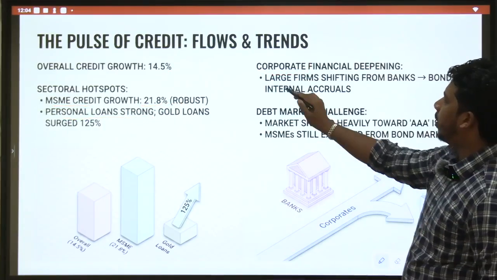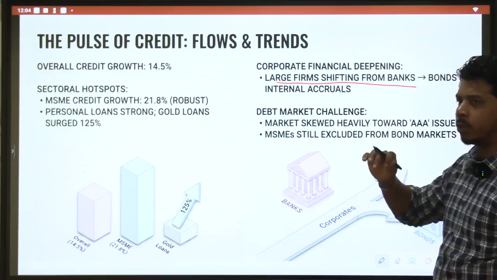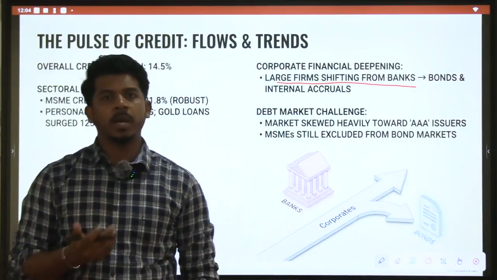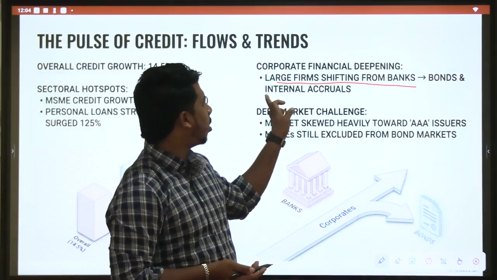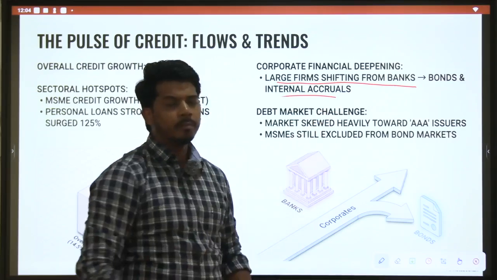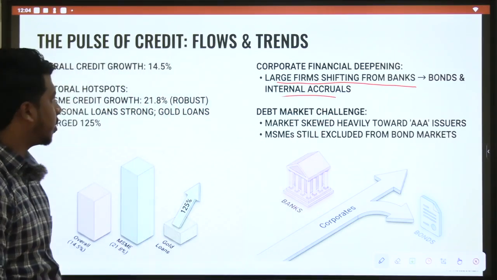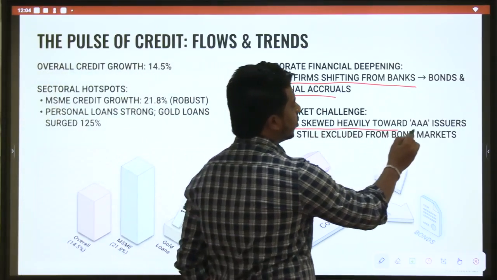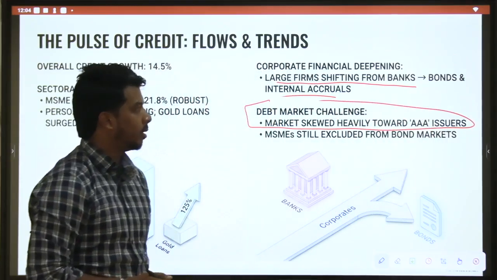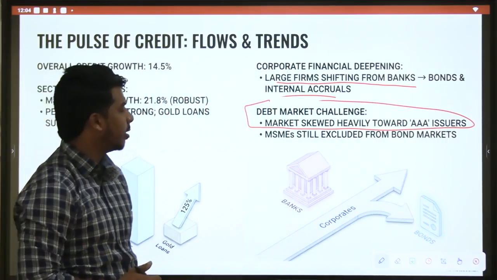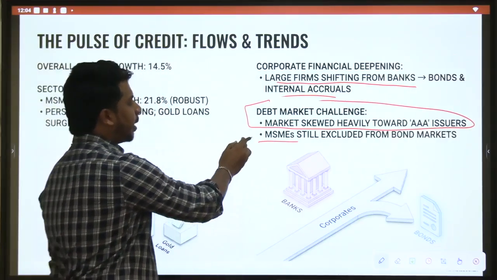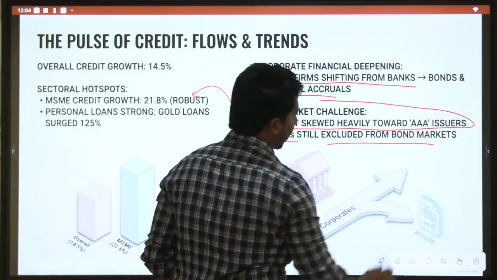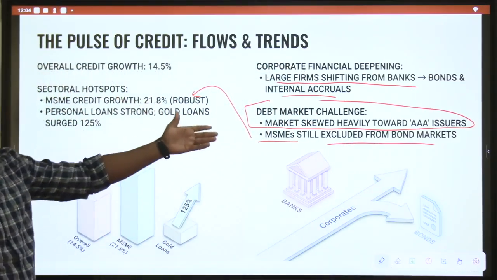Previously, large firms used to borrow mostly from banks. All the companies which require investment were mostly borrowing from banks, but now they are raising bonds from capital markets. So it is a good thing. We already know the debt market is a challenge. It is skewed to only those agencies which have high ratings. MSMEs may be getting good credit from the banks, but from the bond market they are still excluded.